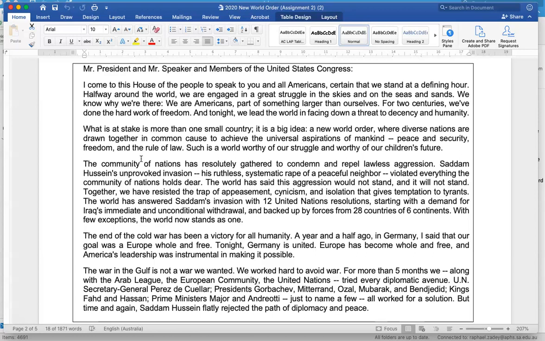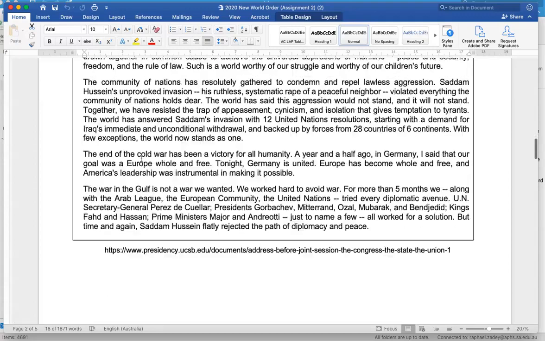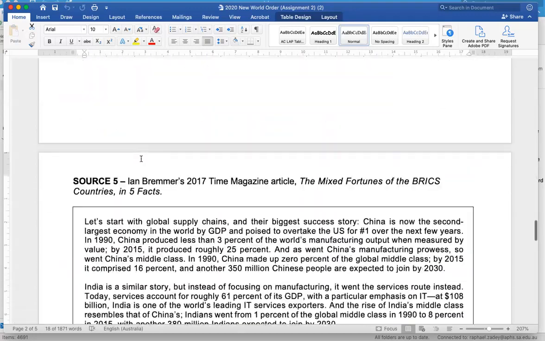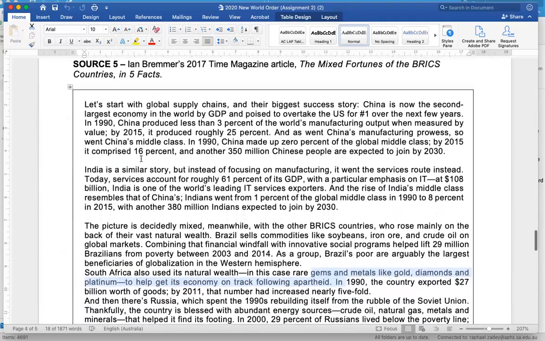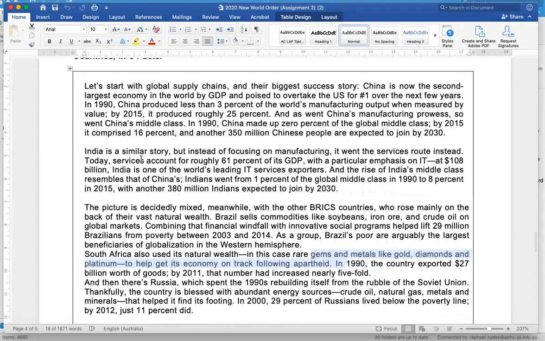If we look at source 5, it is useful because it provides general information on the BRICS nations in the early 2000s. It brings together a range of facts in one accessible source. It is a summary, and while it leaves out a large amount of information, it does provide a valuable overview.